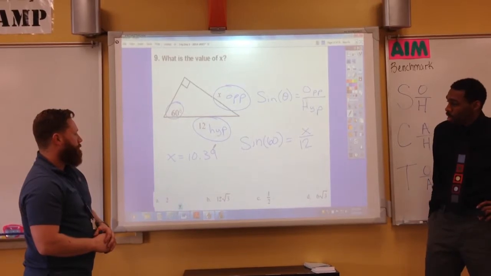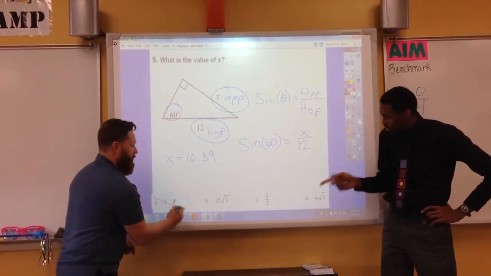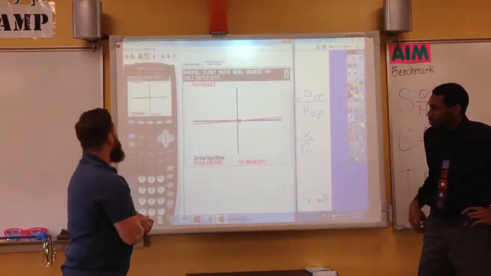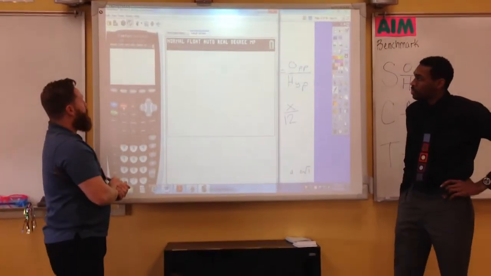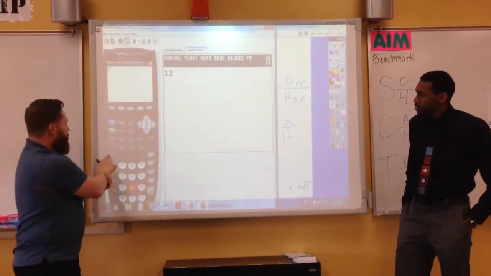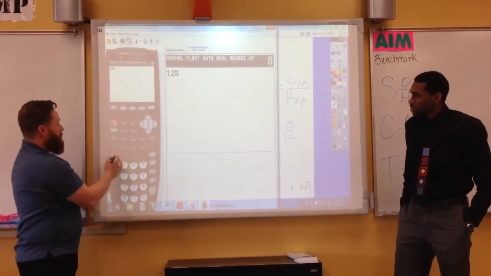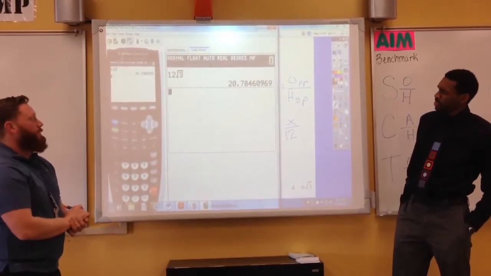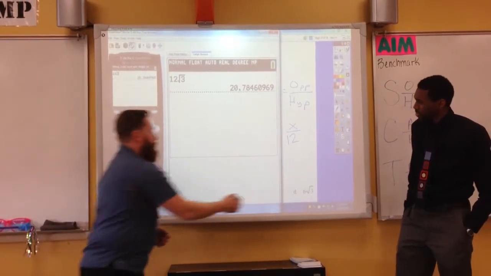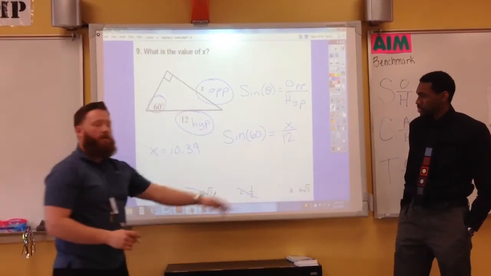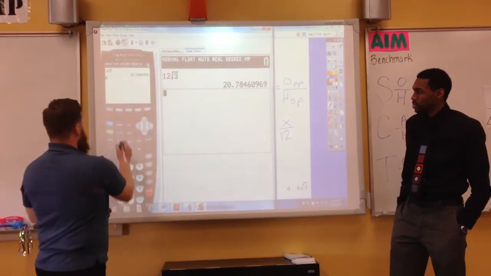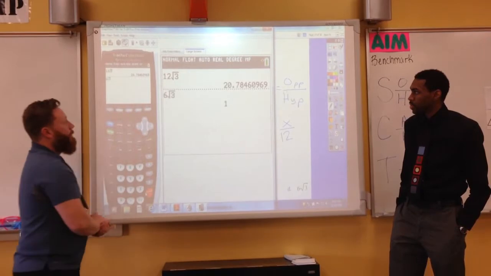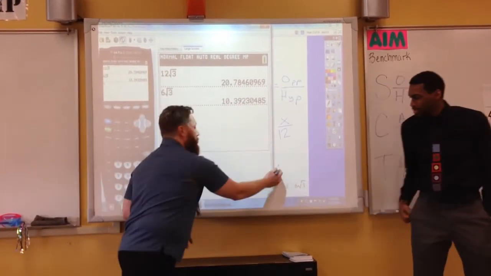So I know that it's not 2 and it's not a half. So why don't I just plug that in? So I have 12 radical 3. Remember the square root is right above the square button, so I'm going to press second square 3 and press enter. Is that 10.3? Nope, not really. You know what, I don't want to just go with that one. Let me just double check. We always want to make certain. So let's do 6 second square root 3. Oh, 10.39. That's awesome. So it looks like a D.